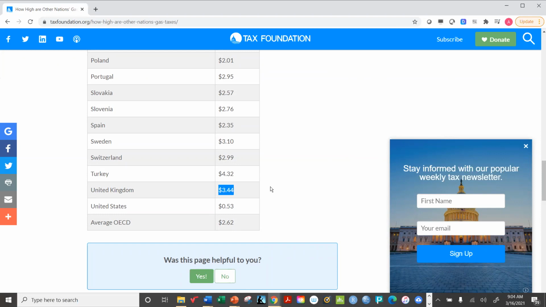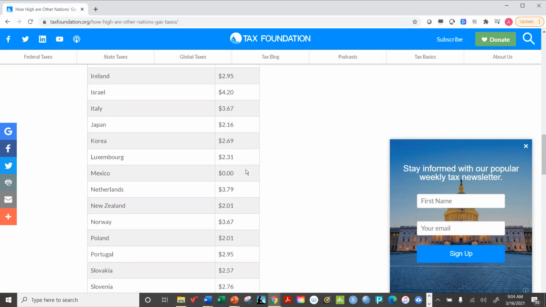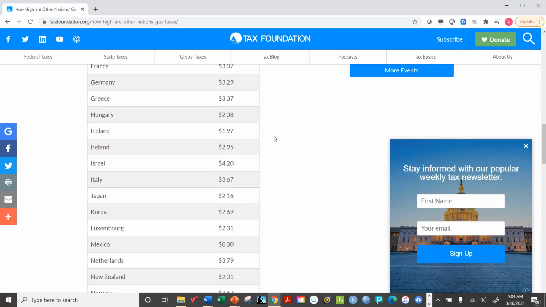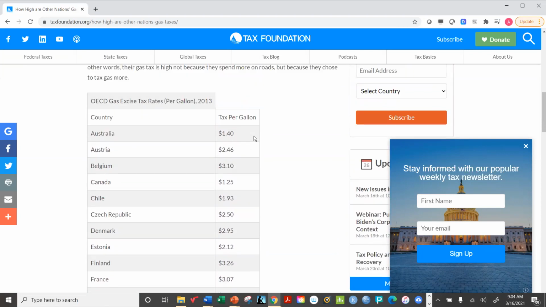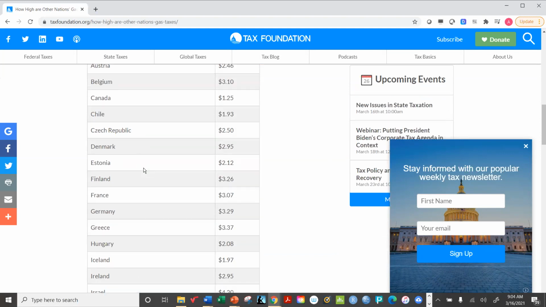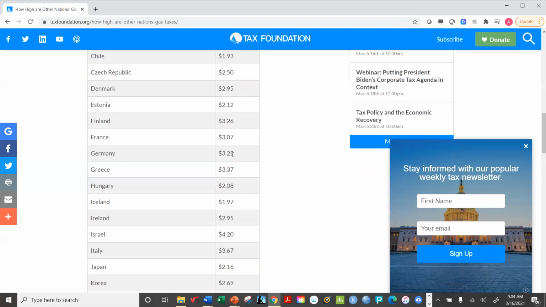is 262. So look at this. In Britain, the tax is 344 a gallon. Turkey, wow, 432. Israel, 420. Where are we? Let's look at some. Germany, 329. There you go. Just imagine how expensive gas must be in Germany. How about France, 307? Is it really? Well, that's getting up there. But I suspect that it's even higher in some of these other countries.